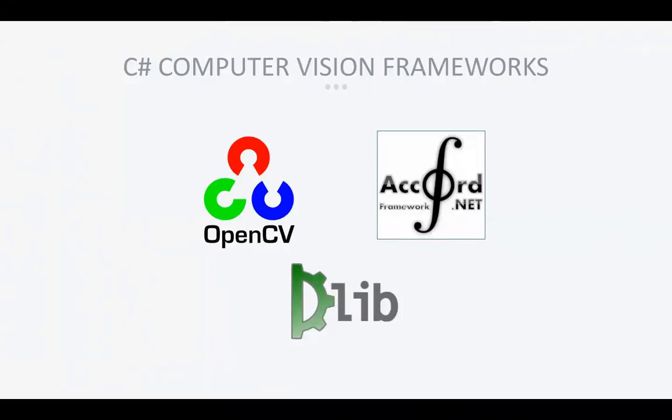Now, the grand old library of computer vision and machine learning is OpenCV. OpenCV is a C++ library, so it's native code, but I have a C# wrapper. You can install the C# wrapper, it's actually a NuGet package. It's called OpenCV Sharp, and it basically wraps every method in OpenCV with a corresponding C# method.